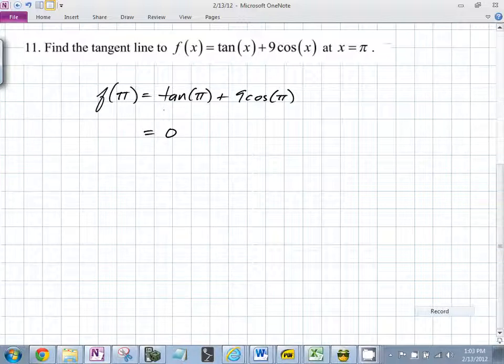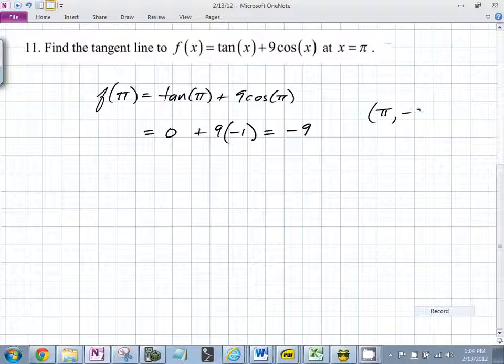It's sine over cosine. What's sine of pi? 0. Plus 9 times, what's cosine of pi? Negative 1. So that's -9. Okay, so what's the point? Pi, comma, -9. So we have the point.